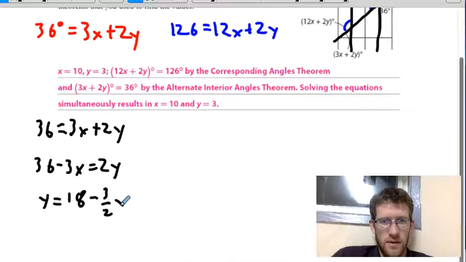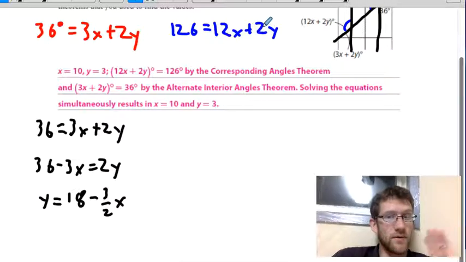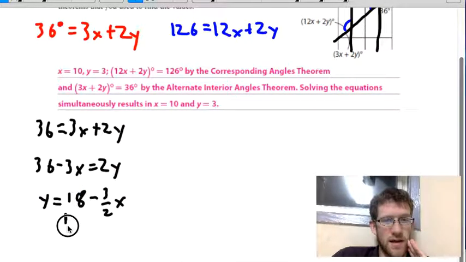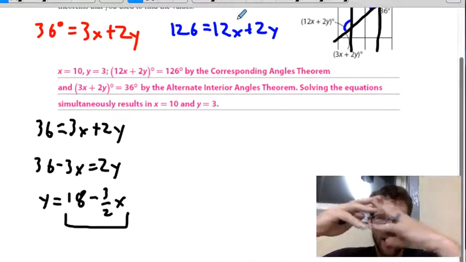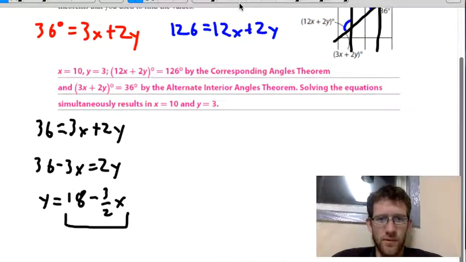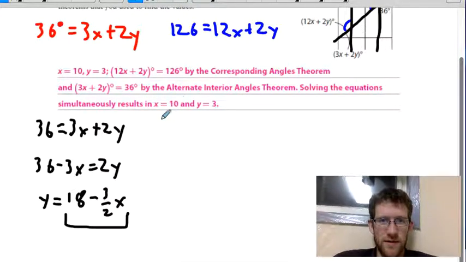Cool, so now I've solved for y. I have another equation with y over here. I can substitute in this for y. So it's going to get big and messy, and then things will just cancel each other out. You'll get down to 10 on this one. Okay, so we'll see if it works.